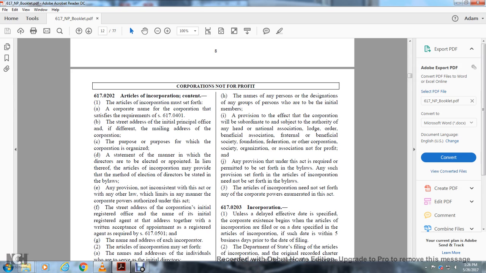organization, non-profit, and any provision under the act required or permitted to be set forth by bylaws. Any such provision set forth in articles of incorporation need not be set forth in bylaws. Articles of incorporation need not set forth any of the corporate powers enumerated by this act.